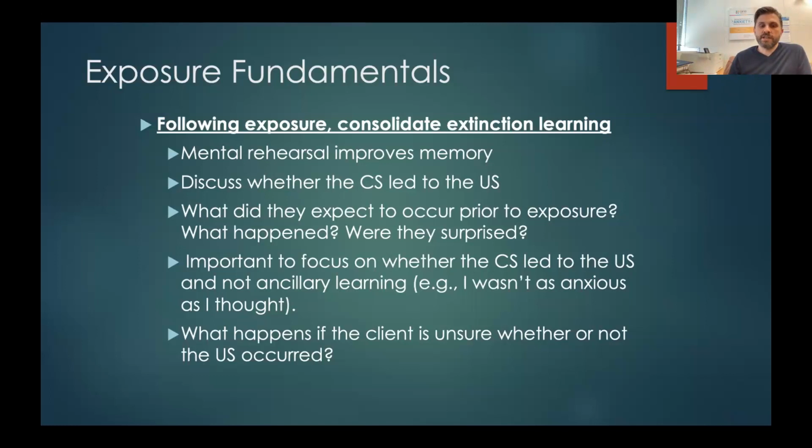And so one question, and there are a few questions that I'll address in a second, is: what happens if the client is unsure whether or not the US happened? We see this a lot in social anxiety disorder. Like, well, I don't know what the person was thinking. They could have been thinking poorly of me or not liking me. No one would do that. And so again, that's why we have those behavioral indicators of what rejection might look like. Did they abruptly end the conversation? Were they not receptive or answering your questions? Did they scowl at you? So what does that tell you about the likelihood that rejection happened?